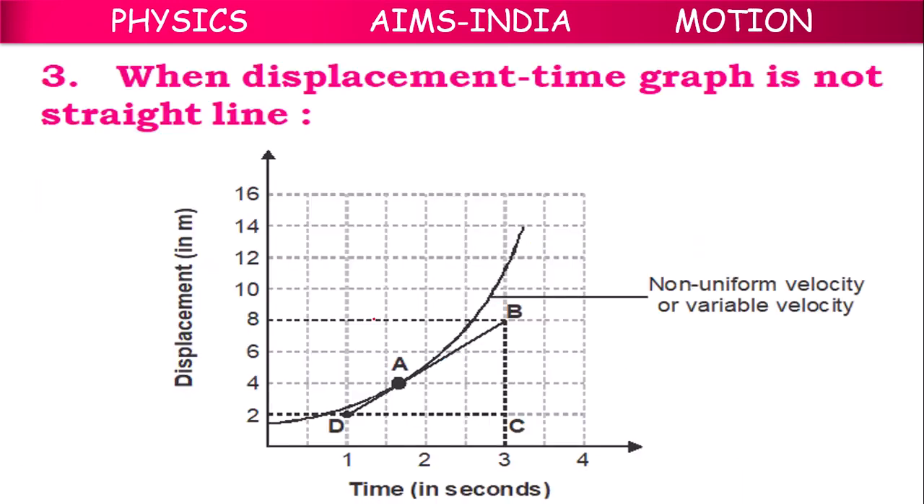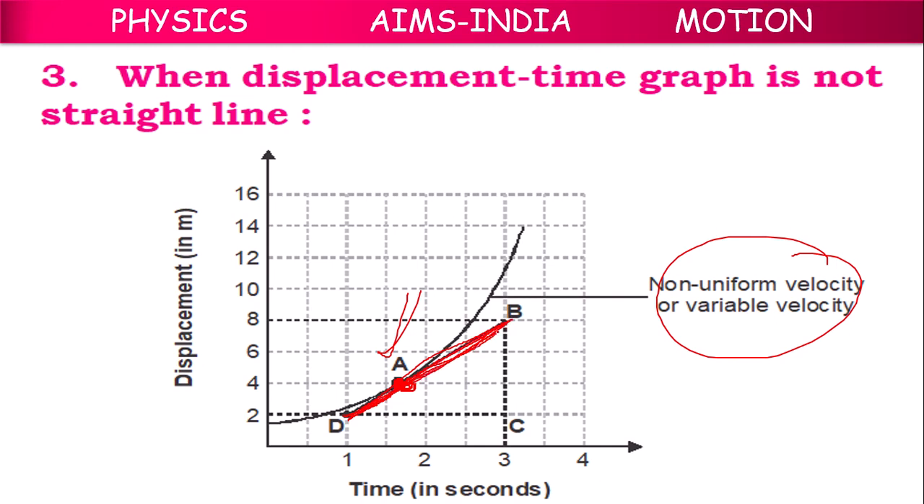When the velocity is non-uniform, if it is changing unevenly, then if we take any point, suppose we have taken a point here, the slope at that point is the instantaneous velocity of the body at that particular instant. How do we draw the slope? We have to draw a line touching the point, not cutting the point, which is called a tangent. The tangent line gives the slope of the body. This is the tangent.